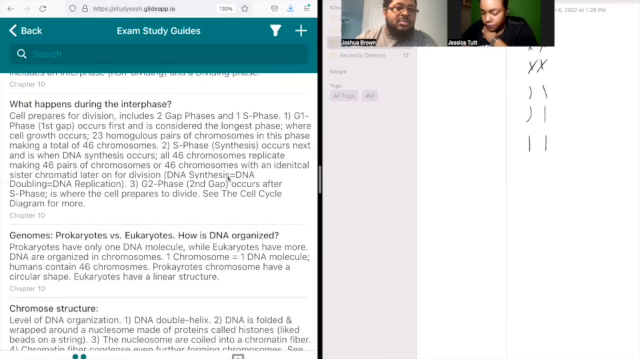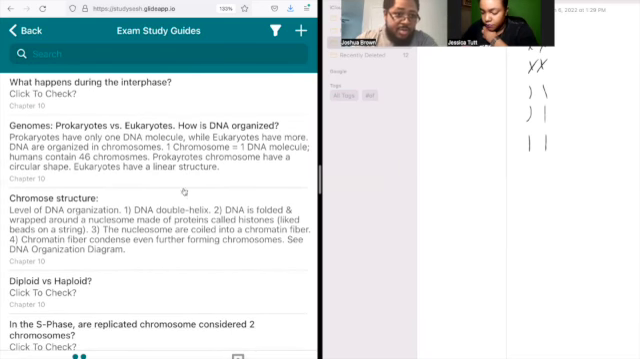So that was interphase. And then we have genomes, prokaryotes versus eukaryotes. Prokaryotes have one DNA molecule, and it's organized into a chromosome. Eukaryotes have, of course, more. We have 46 chromosomes to be exact. So we have, I guess, 46 DNA molecules.